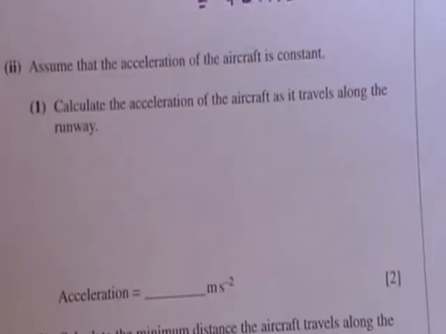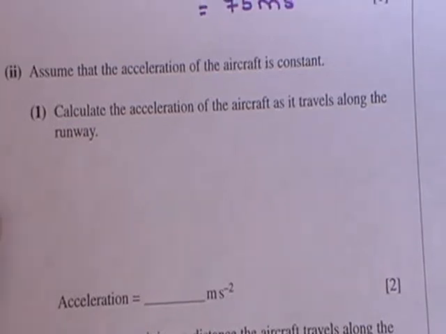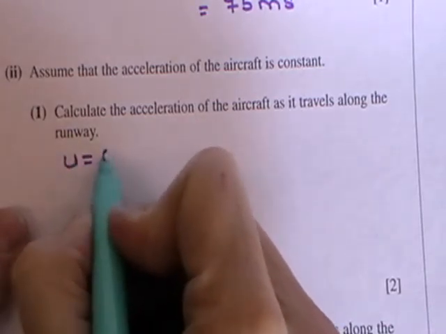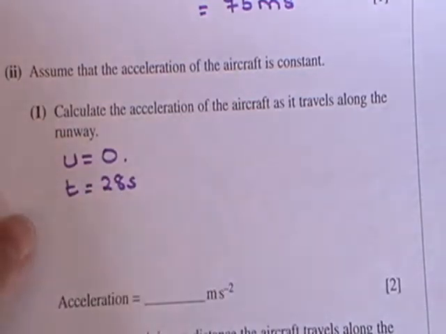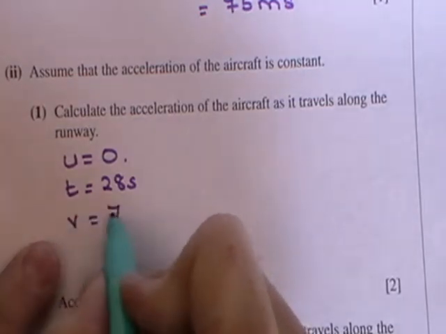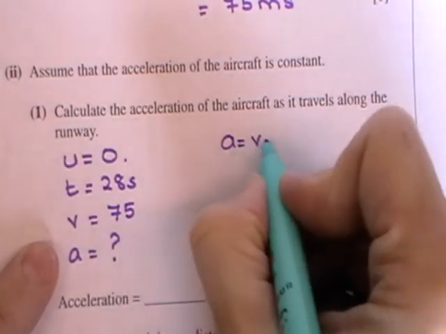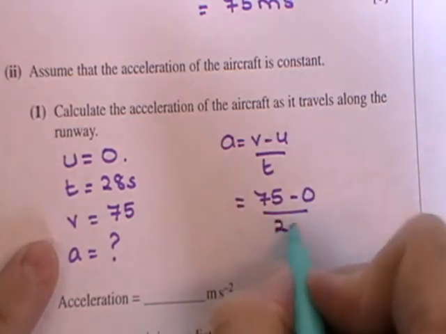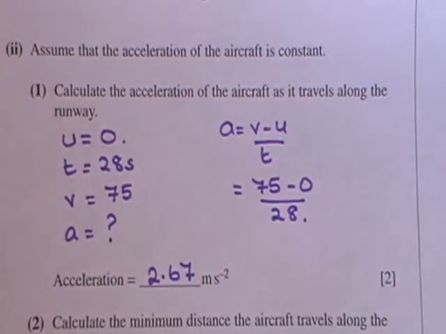Next part of the question: assume that the acceleration of the aircraft is constant. Calculate the acceleration of the aircraft as it travels along the runway. So the information up above tells us the aircraft accelerates from rest, so u is equal to 0. The time it takes is 28 seconds. We know that its final velocity just before it leaves the runway is 75 meters per second, and we need a. So we're just going to use a is equal to v minus u over t. And that gives you 75 minus 0 over 28. And that gives you an answer of 2.67 meters per second squared.